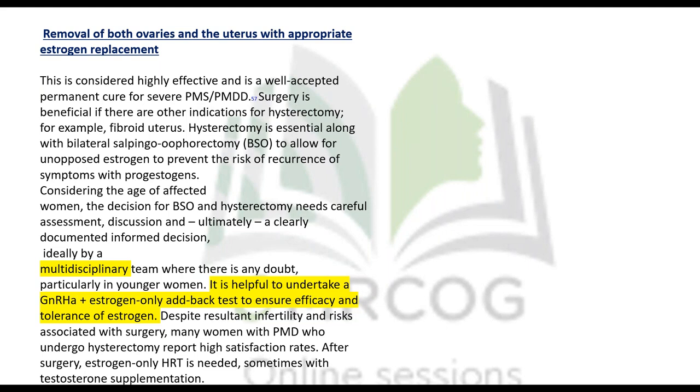Once her surgery is done, after the whole discussion and she's aware of the risk and the effect on infertility and the risks associated with surgery, then the patient will need to be on longer-term HRT until the natural age of menopause. The HRT given to her will be in the form of estrogen alone. Sometimes it can be with testosterone supplementation, and the testosterone along with estrogen is to help with sexual libido. Are we clear so far?